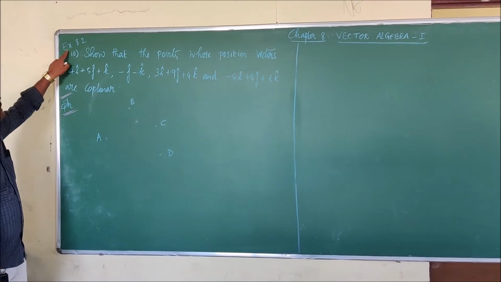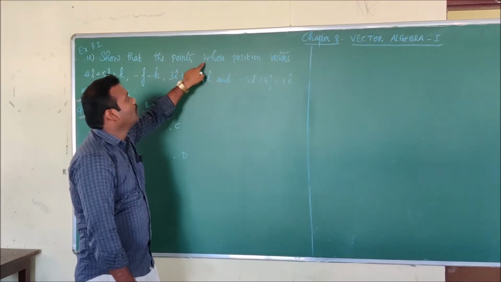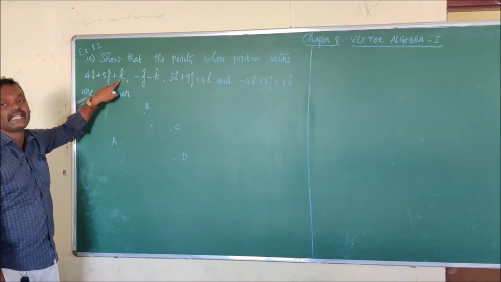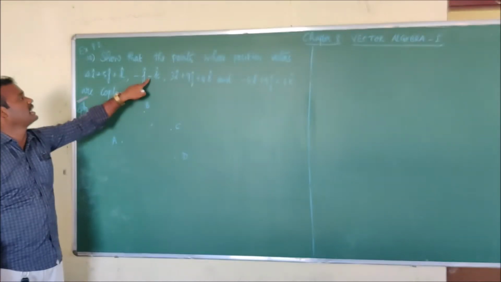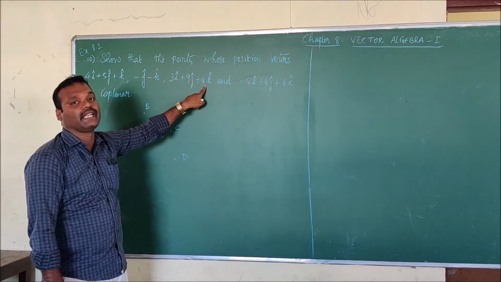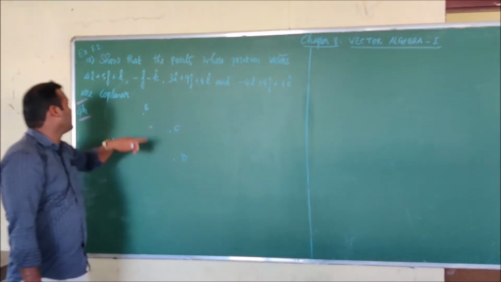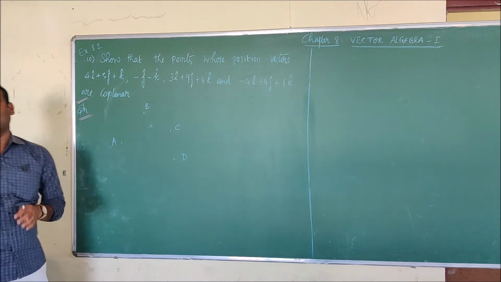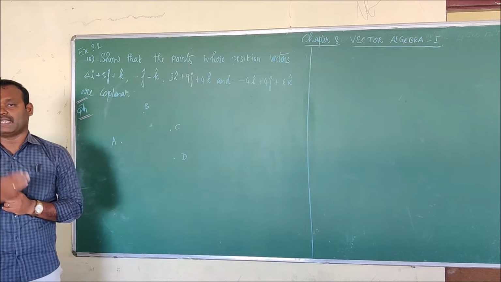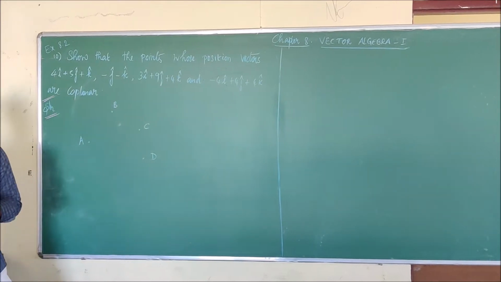So next, in exercise 8.2, 10th sum. Show that the points whose position vectors are 4i cap plus 5j cap plus k cap, minus j cap minus k cap, 3i cap plus 9j cap plus 4k cap and minus 4i cap plus 4j cap plus 4k cap are coplanar. So then the last problem you are given with the vectors, but in this problem you are given with the position vector of the 4 points.